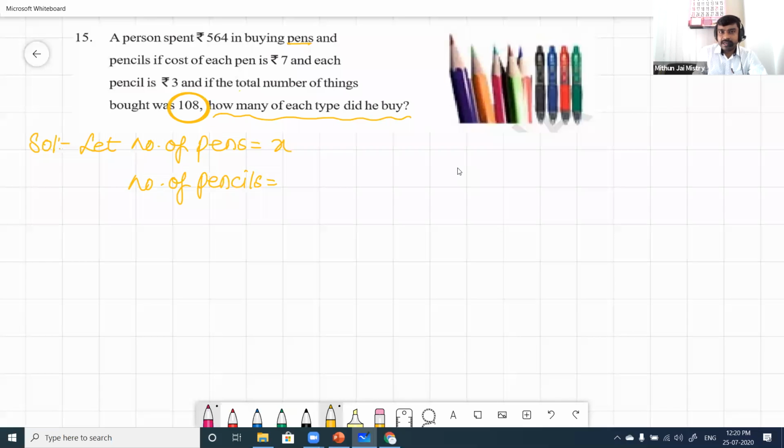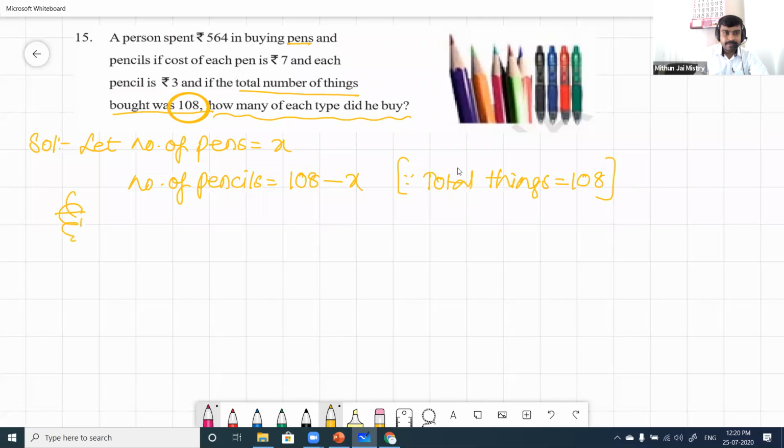It is given total number of things bought was 108. Means number of pencils plus number of pens together is 108. So from that 108, if you subtract number of pens, you will get number of pencils. So here I will write since total things bought is equals to 108, right? So number of pens, if it is X, number of pencils will be 108 minus X. So that's we understood here.